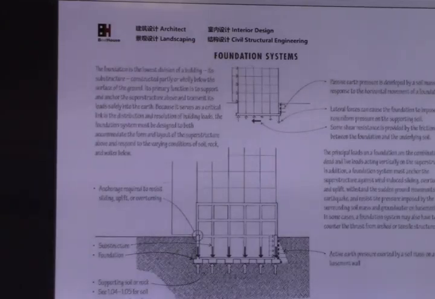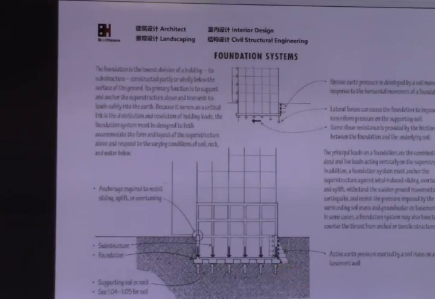So foundation, basically we have two foundations, generally speaking. One is shallow foundation. For example, the shallow footing is commonly used in Richmond. In Richmond we cannot build the basement, so we use the shallow foundation. Another one is a deep foundation.